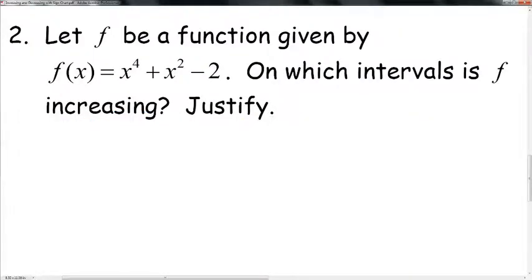Alright, number 2, let f be a function given by f of x is x to the fourth plus x squared minus 2. In which interval is f increasing, and justify. So again, let's go ahead and take our derivative. Try to go quickly on this one.